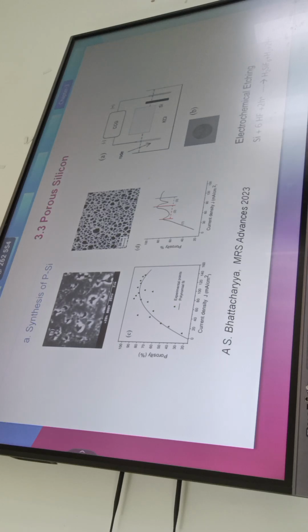So here, what do you find? With an increase in the porosity, yes sir, the current density is increasing. Why is it happening like this? Sir, maybe due to the resistance. Of course, resistance is decreasing, but why should it decrease?